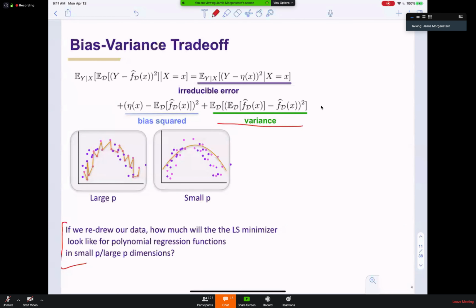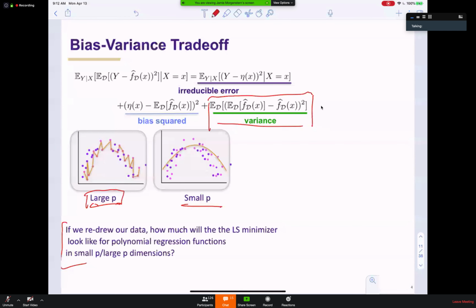Okay, so if we're looking at large p and small p, the variance is measuring how much we'd expect our estimator to change if we redrew the data and computed the least squares estimator again. Now it seems that we're getting a bit of spread between large p and small p. What I see right now is that 82 people have answered, and 52 people are saying that the large p estimator would have higher variance.